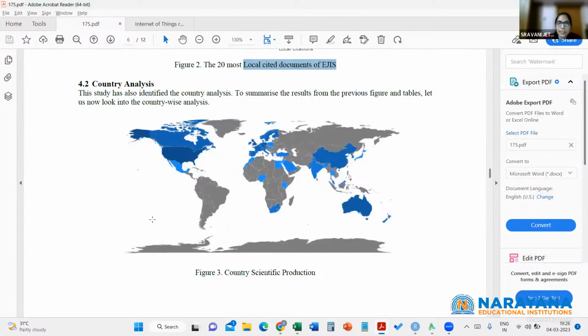You can do a country analysis. Which country has produced the most articles in this journal? And you can see that the USA has the maximum number of articles because most of it is the dark color here.